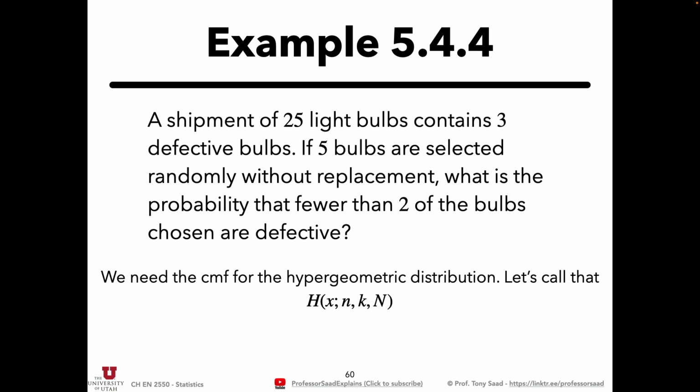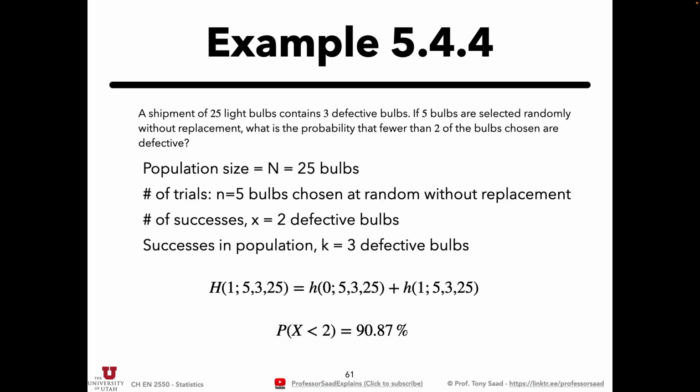And then we just invoke the cumulative hypergeometric mass function, which we're going to designate with capital H. So capital H at x means the probability that we have less than or equal to this value. So what we're looking for is really capital H at 1, because we want x less than 2, fewer than 2 bulbs. This means exactly 0 or 1 defective bulbs. And then you push the numbers in, and it just works.